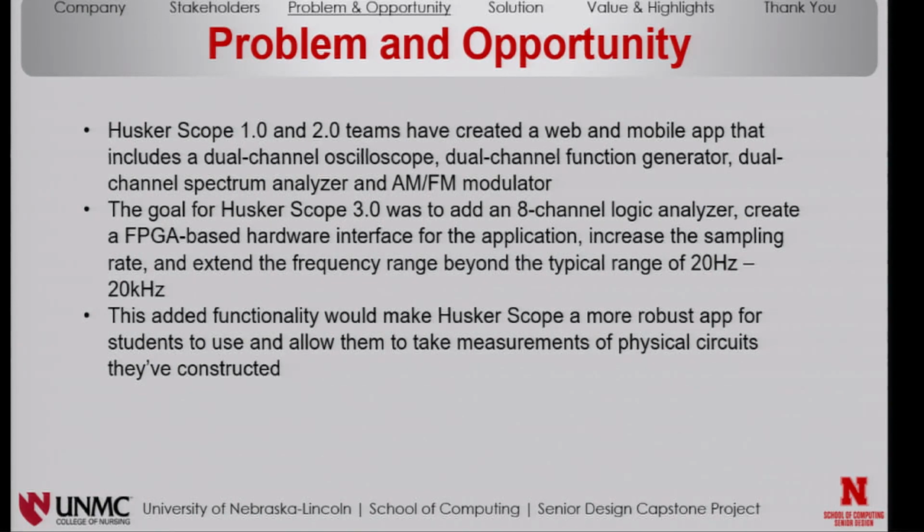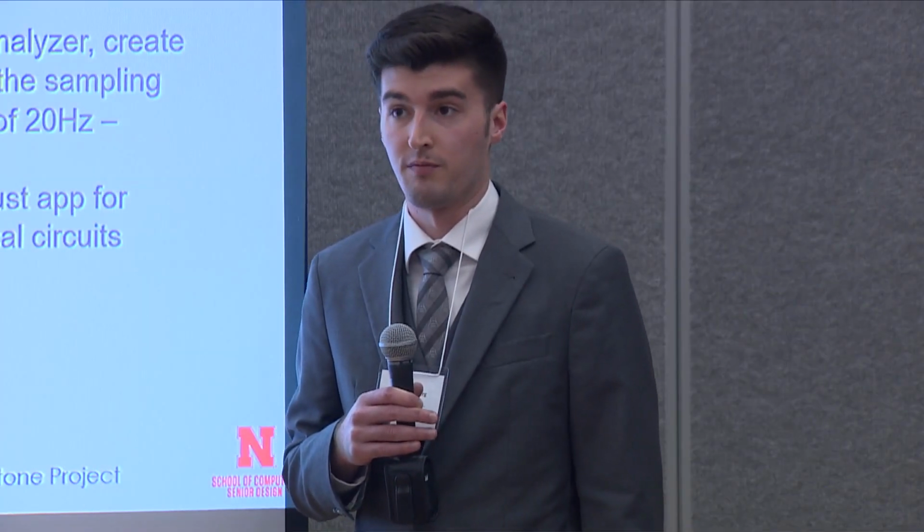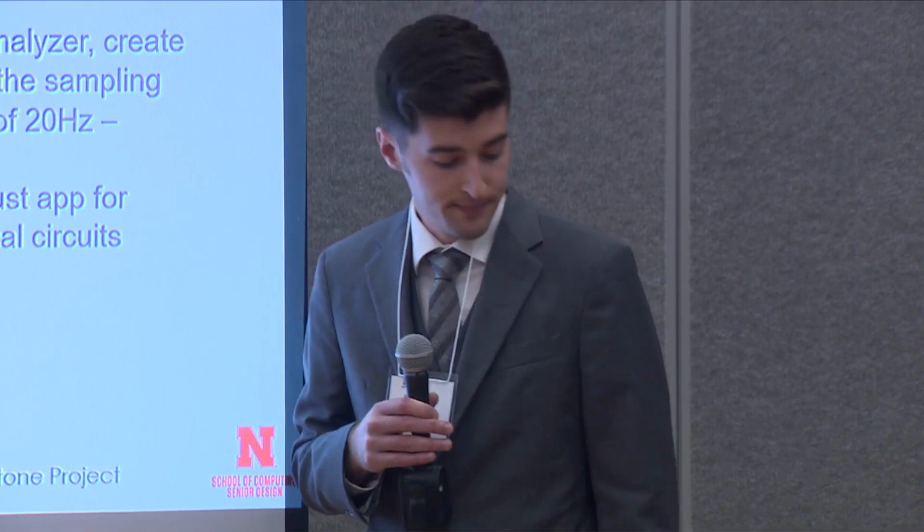We wanted to add in an 8-channel digital logic analyzer, and we also wanted to create an FPGA-based hardware interface for the application, increase the sampling rate, and extend the frequency range beyond the typical range of 20 hertz to 20 kilohertz, to get high-frequency signals. This FPGA device is meant to communicate with the app wirelessly via Bluetooth. And this would make Husker Scope a more robust application for students to use and allow them to take measurements of physical circuits they build in the lab. Previously, the app was constrained to just taking in signal through a 3.5 millimeter audio jack or some other audio input.